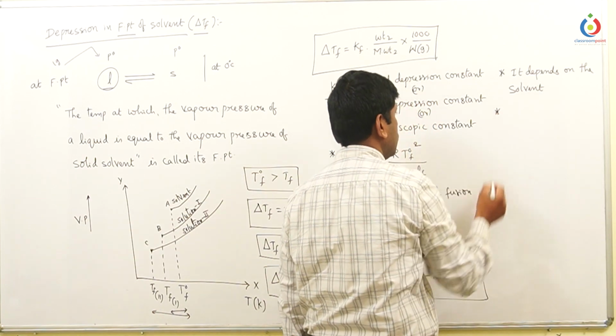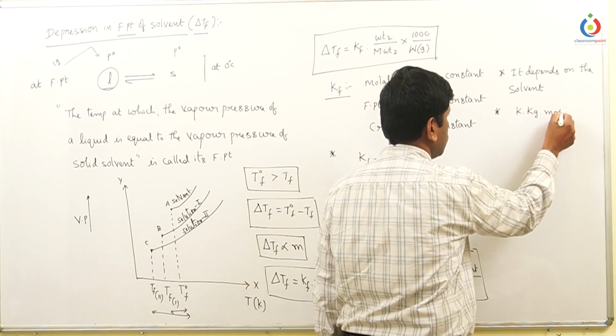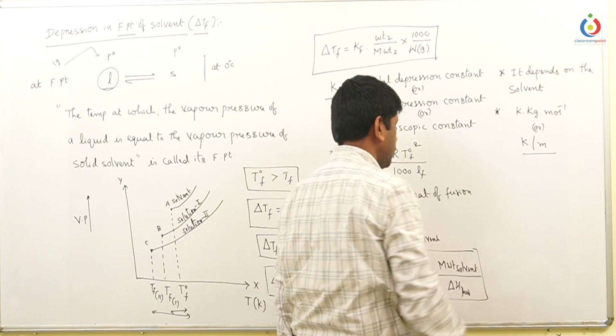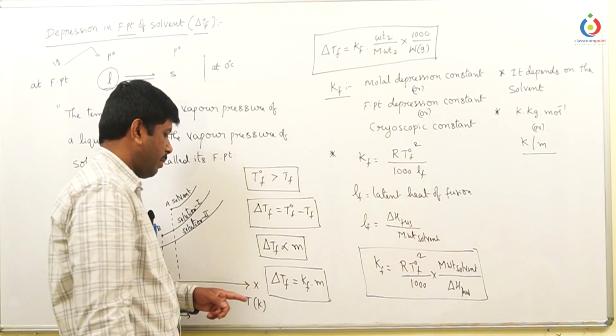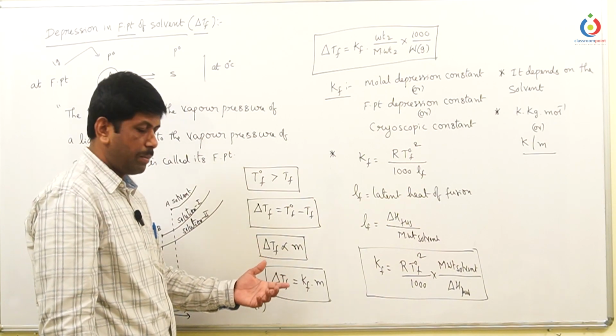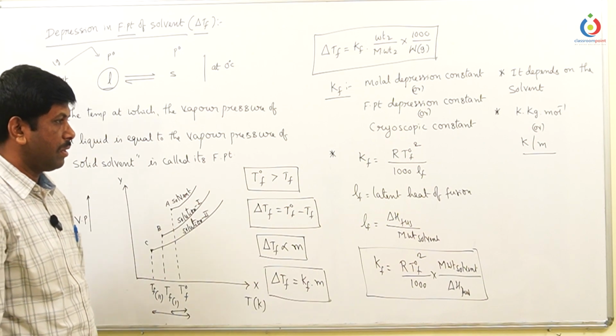Then what are the units? Units are kelvin kg per mole, or else kelvin per molality. To get kelvin per molality, you send the molality to this side: temperature units are kelvin, the difference of temperature divided by molality. So this is about the freezing point.